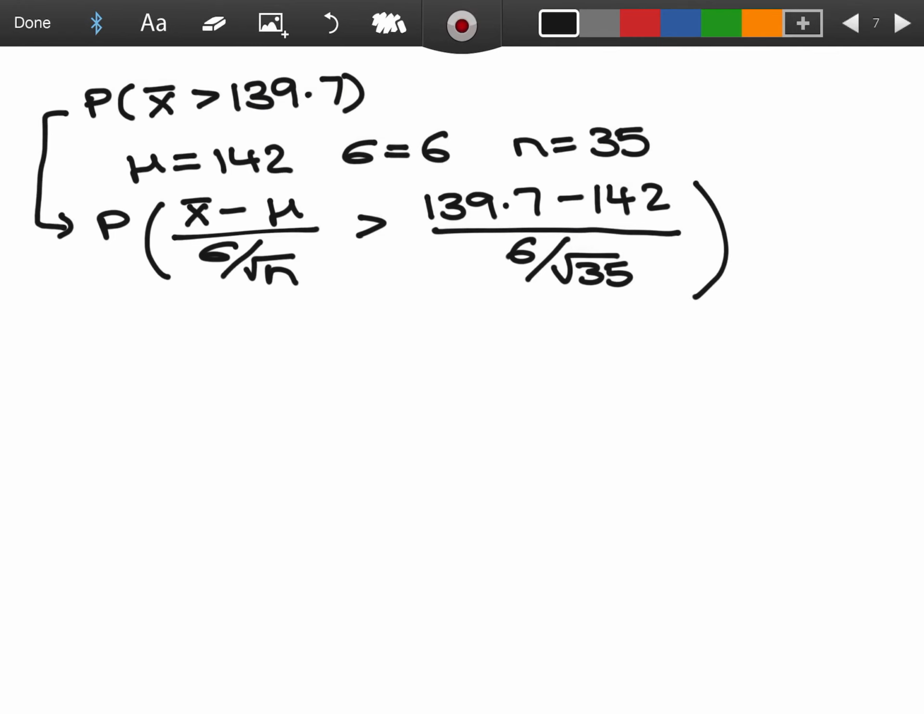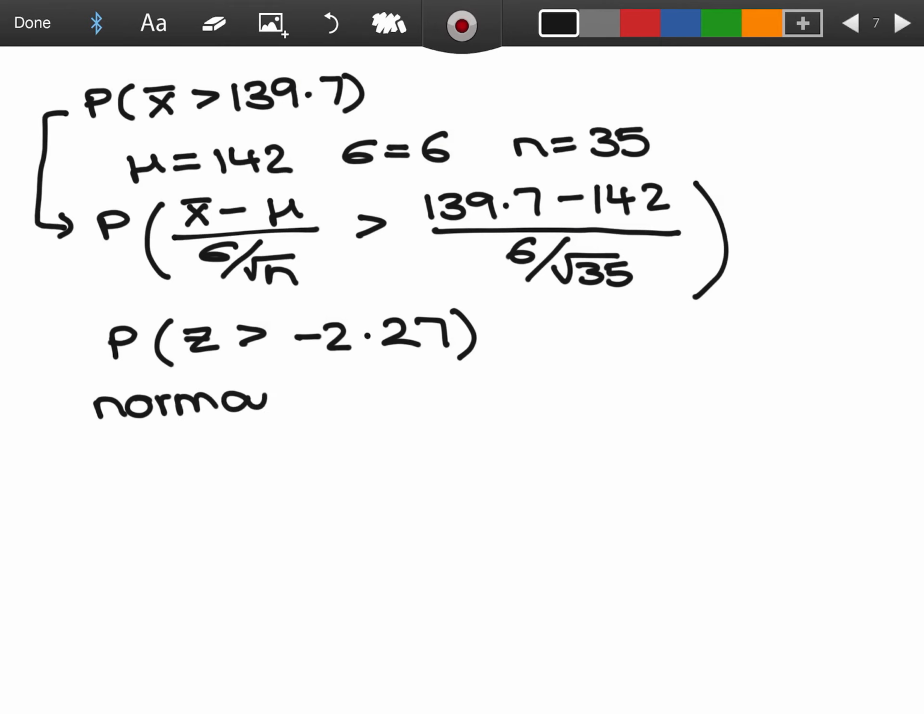Okay, if we quickly type that into a calculator, 139.7 minus 142 divided by 6 divided by the square root of 35, that would give us the probability that z is greater than negative 2.27 roughly.